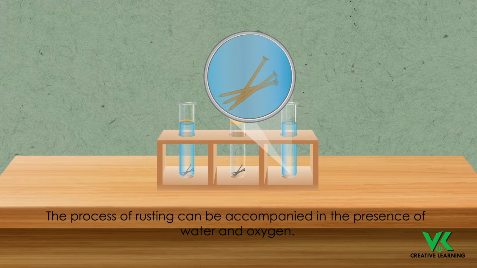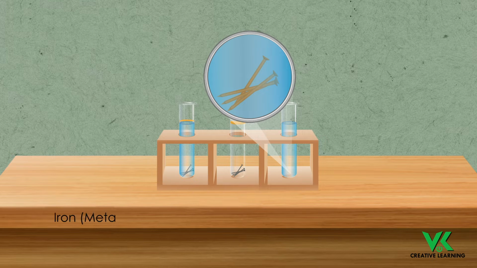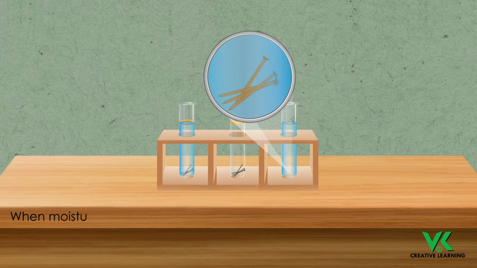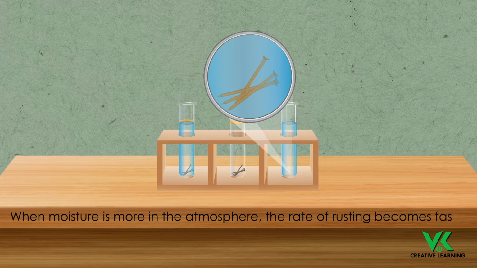This can be represented with the help of a chemical equation. Iron reacts with oxygen and water to form iron oxide that causes rusting. The presence of both oxygen and water or water vapor is essential for rusting. When the moisture is more in the atmosphere, the rate of rusting becomes faster.